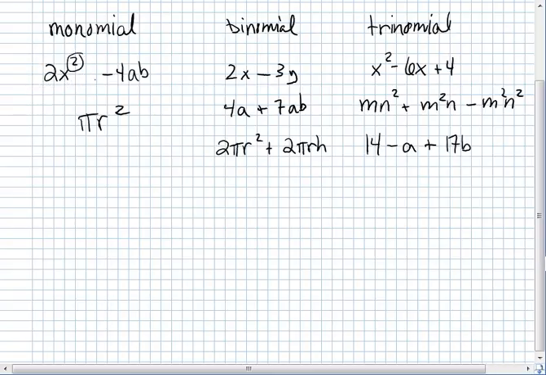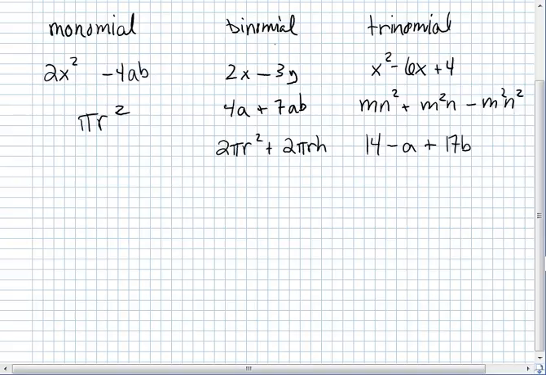And that's called a monomial because there's just one term. This is another one term. My coefficient's -4, and variables a and b, both with an exponent of 1. Pi r squared is another monomial. And so binomials then have two terms separated by a plus or minus sign. So 2x minus 3y is a binomial. All these guys over here on the left are just individual terms. They're not being added or subtracted together, just one term on their own. So that's a monomial.